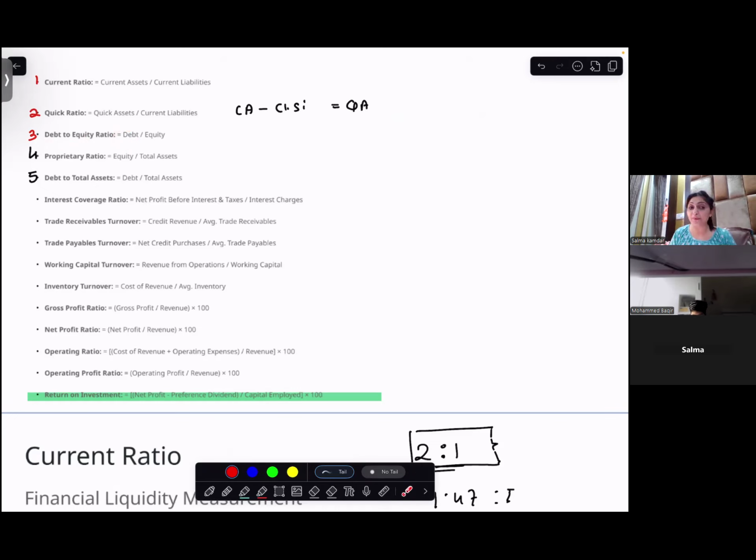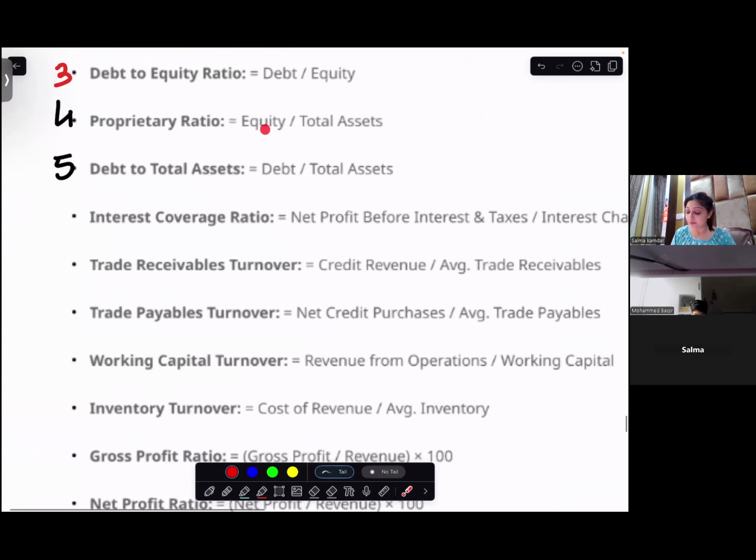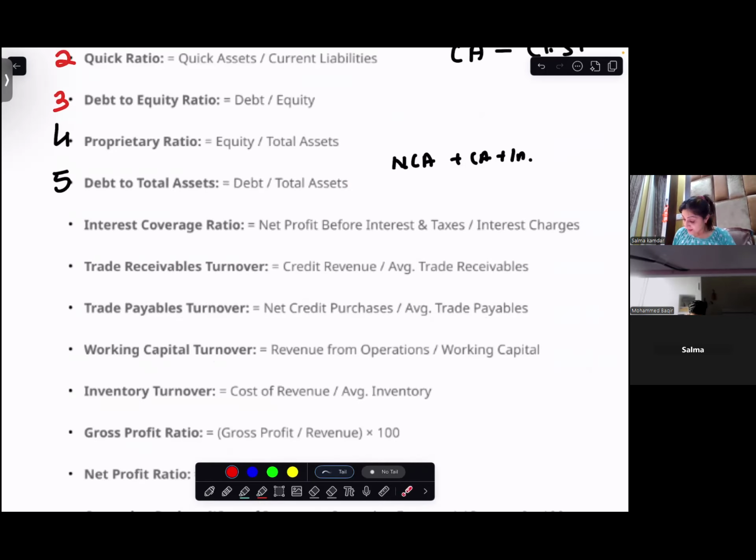When I talk about proprietary ratio, how much of your total assets is funded by your equity? So the formula was equity over total assets. Debt to total assets, how much of your total assets is funded by your debt? So the formula is debt over total assets, where your total assets means your non-current assets plus your current assets plus your investments. Debt to equity tells you what is the proportion of your loan funds over own funds.